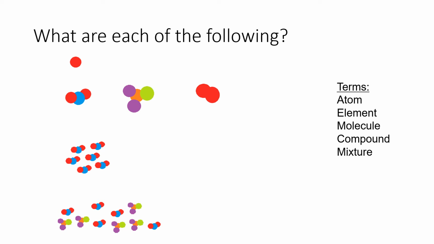Now, you can use these terms on more than one picture each. So this one right here would be an atom. This one right here would be an element. But that one would also be an element. This one down here is our mixture. That should be pretty easy to tell.